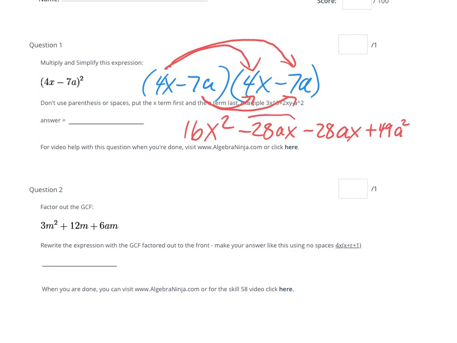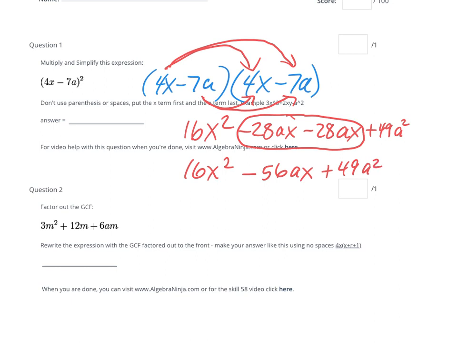Now, I'll put these together, and I got 16x squared minus 56, because 28 and 28 makes 56, ax, and you could have said xa, plus 49a squared. Now, it says put the x term first and the a term last. So I got that. I got this first, and I got the a part last. And then you just type that in.